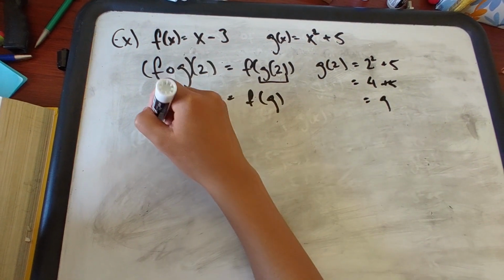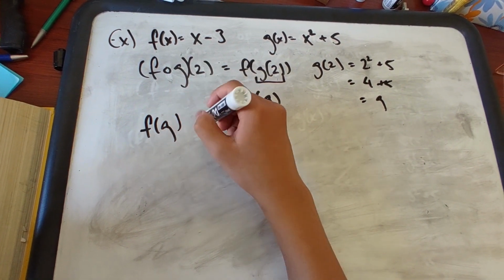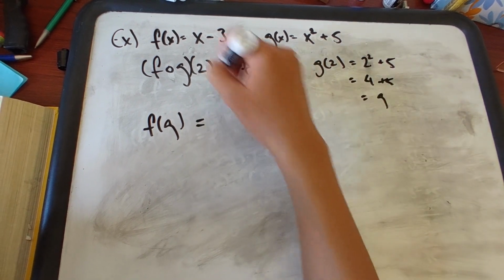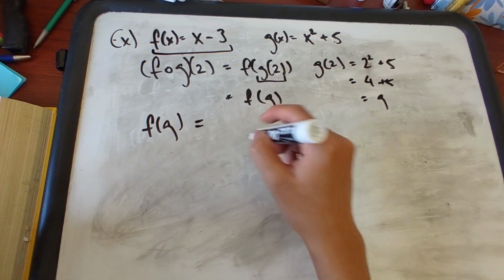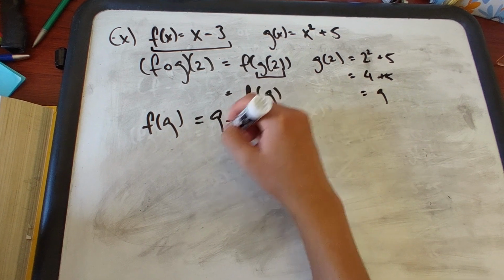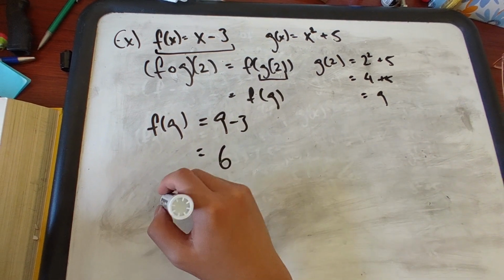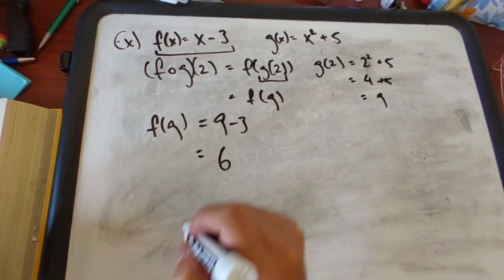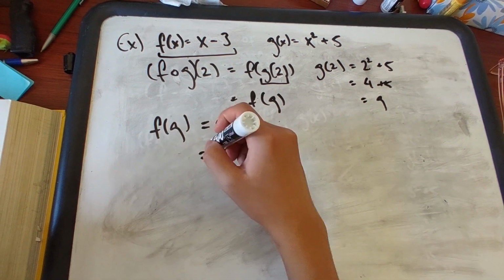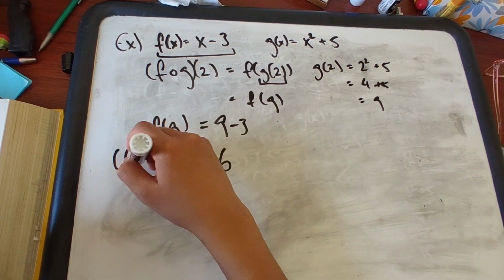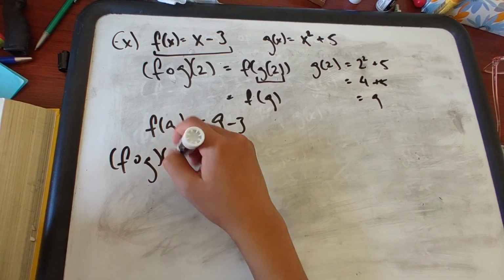So for f of 9 now, we substitute in 9 for x up here in this equation, and it'll be 9 minus 3, which is 6. So the final answer would be 6, and 6 is the equivalent of f of g of 2.